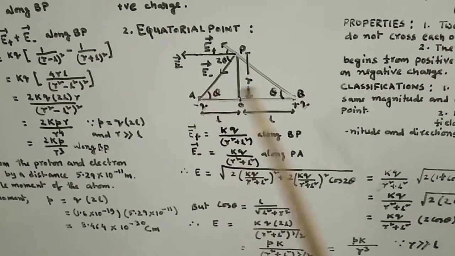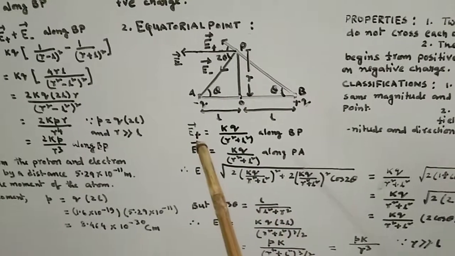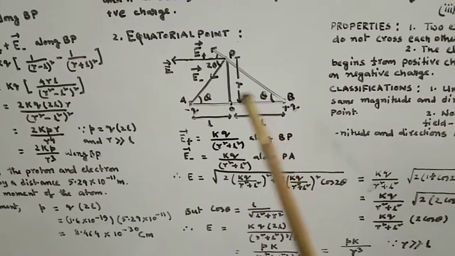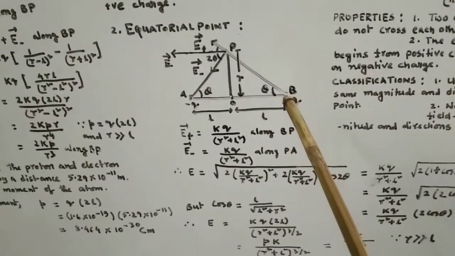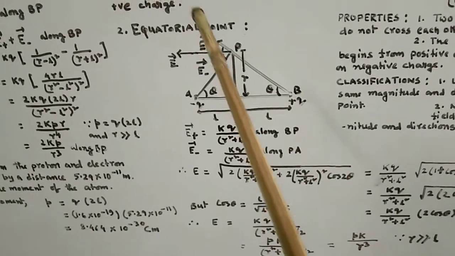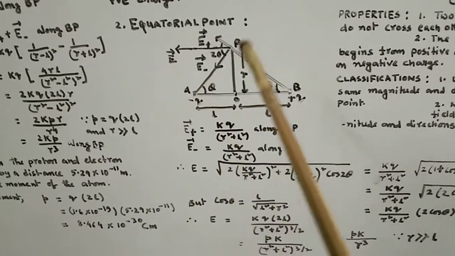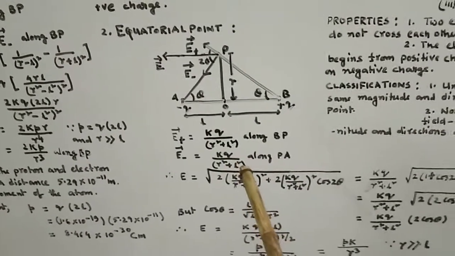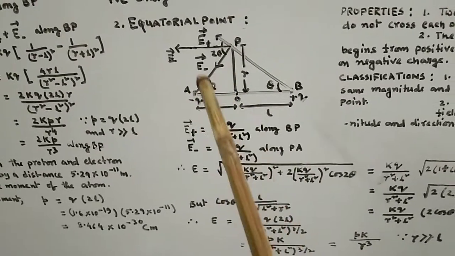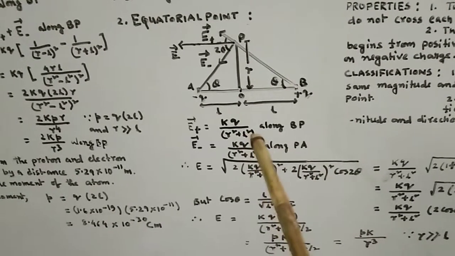Now here we have considered theta, so the exterior angle is 2 theta. If you find the E plus vector, it comes out to be kq by r square plus l square, along BP, because unit positive charge and positive charge repel, so it is outward. And if you consider the negative charge, it is attracting. So E is kq by r square plus l square, because this is your r and this is your l. The hypotenuse is root over r square plus l square, and as it is squared, the root goes off. It is r square plus l square.